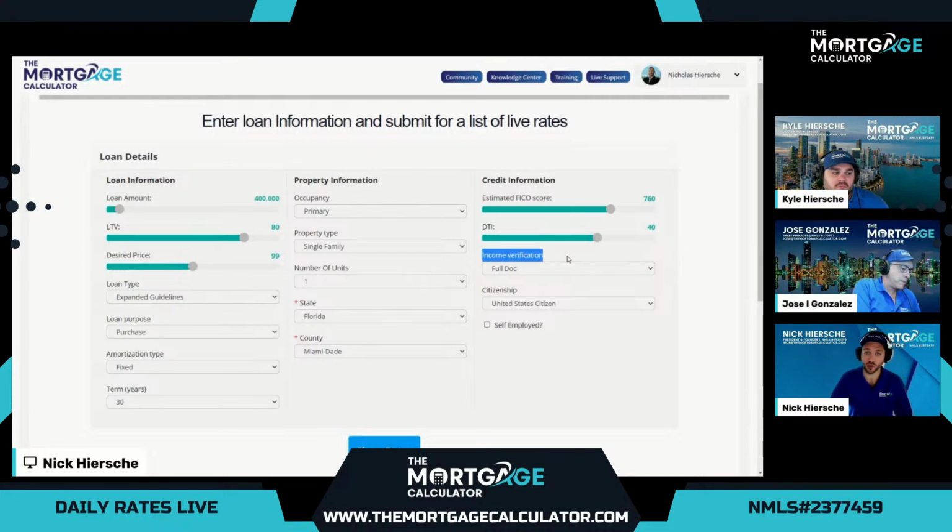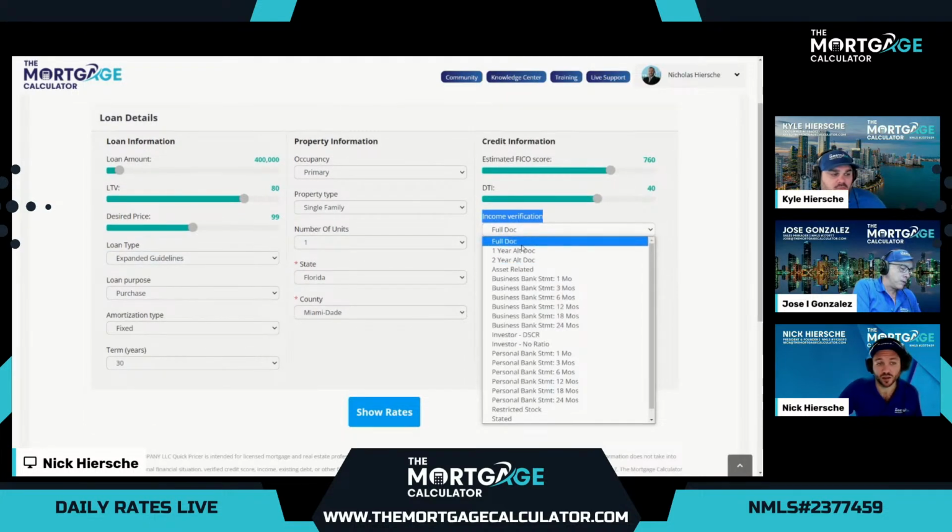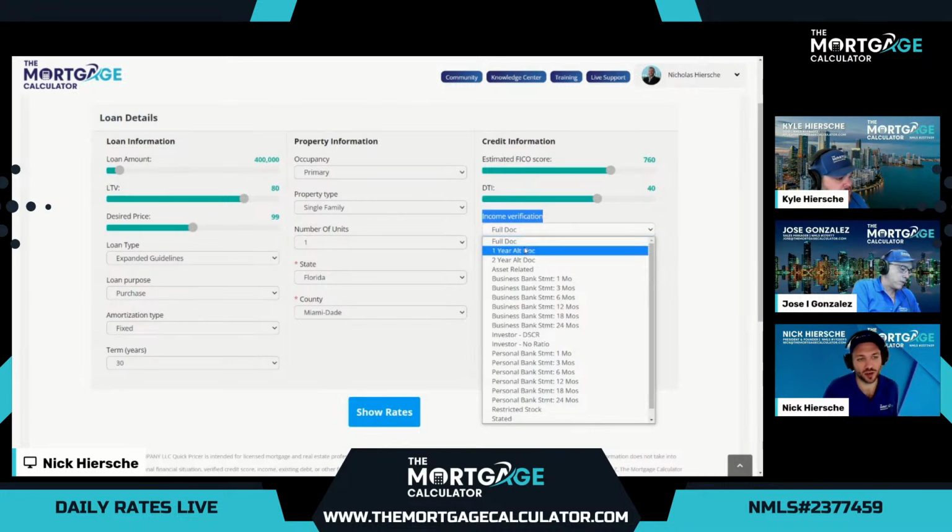So typically, we're going to go to a non-QM program to use alternative income documentation. So let me scroll down a little bit here. So full doc is obviously what we use for conventional and FHA. That's 2 years of tax returns, what everybody's used to. But when we switch to non-QM, we can use alternative methods. So we can use 1 year alt doc, 2 year alt doc. We can use assets. We can use our business bank statements. We can do our DSCR loans we'll talk about in a minute.